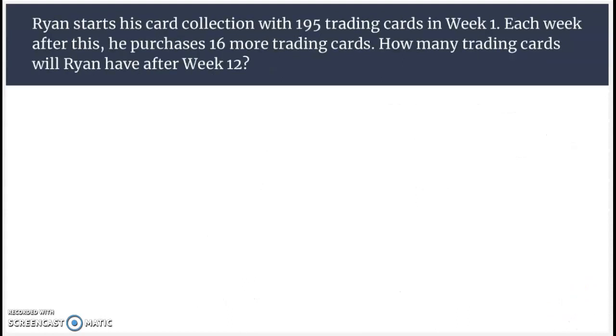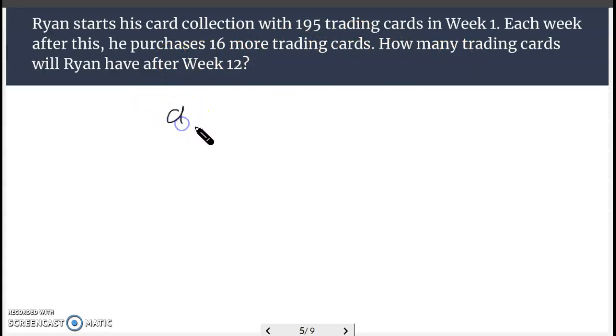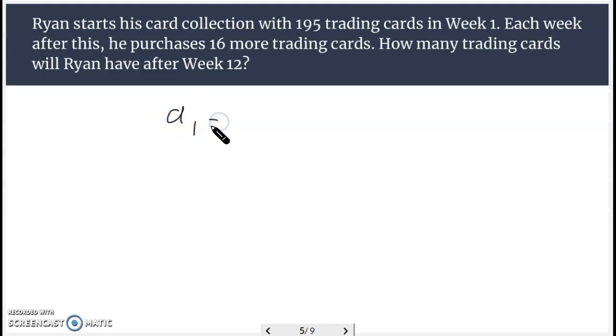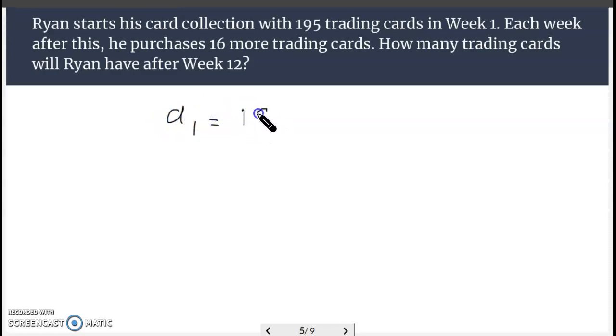Okay, let's try another one. Ryan starts his card collection with 195 trading cards in week 1. Each week after this, he purchases 16 more trading cards. How many trading cards will he have after week 12? All right, the way to look at this: the first week, A1, we say he has 195.